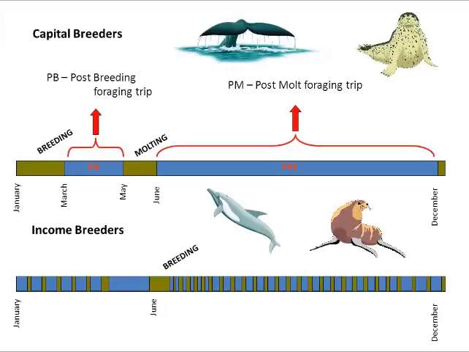So there are animals that are called capital breeders, and most seals fall into that category, where they build up reserves during most of the year, and then they rely on the fat that they've stored as a result of all their feeding to turn into milk to feed their offspring. So almost all seals do this, and a lot of the big whales do.